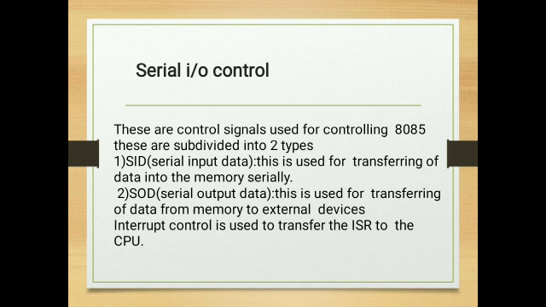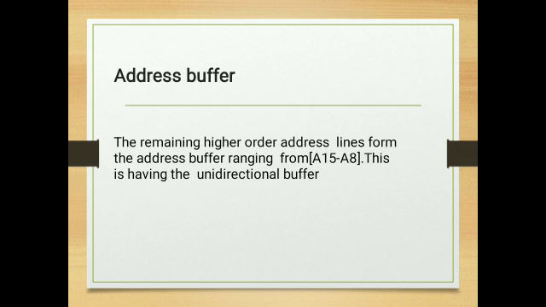microprocessor. These are subdivided into two types, SID and SOD. In SID, serial input data, the microprocessor accepts the data serially. In SOD, serial output data, the microprocessor displays the output serially. In the 8085 microprocessor, there are three types of buses, that is address bus, data bus and control bus.